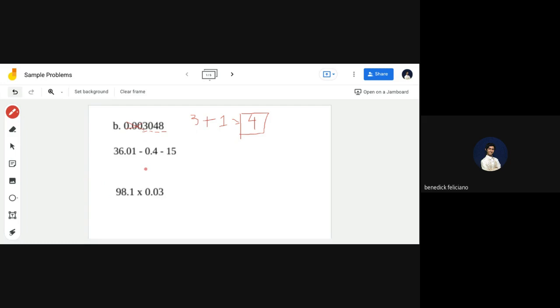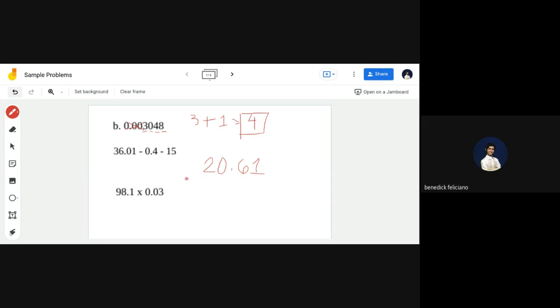Next, let us perform this computation, and I highly suggest you compute it in your scientific calculator. So we have 36.01 minus 0.4 minus 15. Our answer is 20.61. Next, we will identify the rule that is related to this computation.